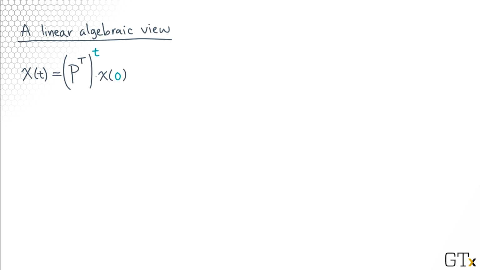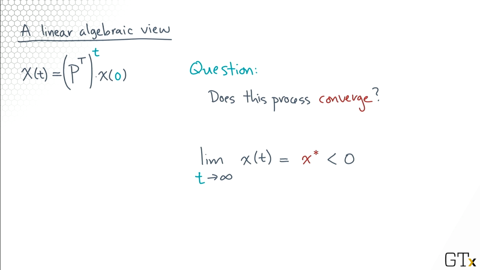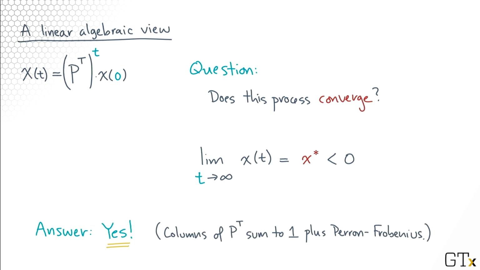Now, linear algebra also allows for mathematical analysis of this process. So for example, let's consider the following question. Does this process converge? That is, in the limit of t goes to infinity, is there a finite limiting distribution? The answer is a resounding yes, and that stationary distribution is unique. Now the reason is technical, but it stems from two facts. First, that the columns of P transpose sum to 1, and secondly, from a result known as the Perron-Frobenius theorem. We'll post some notes so you can read more about it.